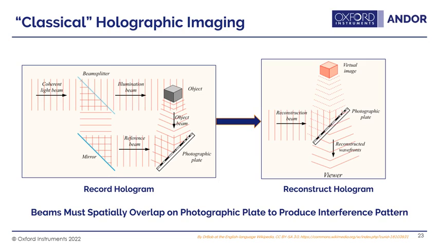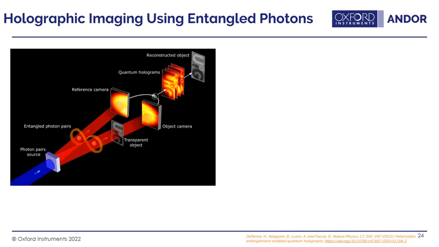To read out the image, you bring in another beam called a reconstruction beam, and the holographic image that you recorded in the plate now scatters the waves in the reconstruction beam and allows you to reproduce the image. The key here is that the two beams used to record the hologram have to spatially overlap in the photographic material. This is an experiment that uses entangled photons for holographic imaging.